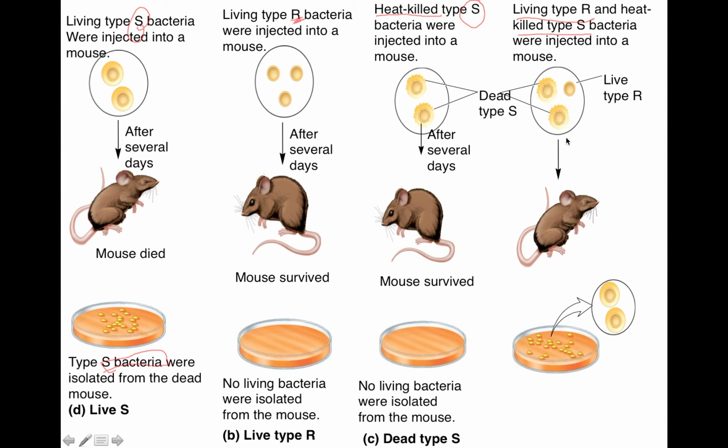And mixed them together and injected it into the mouse. And what happens to the mouse? The mouse dies. Okay? It dies from a pneumococcal infection. And if you take some of the blood and culture it, you end up with some living S-type bacteria. How is that possible?